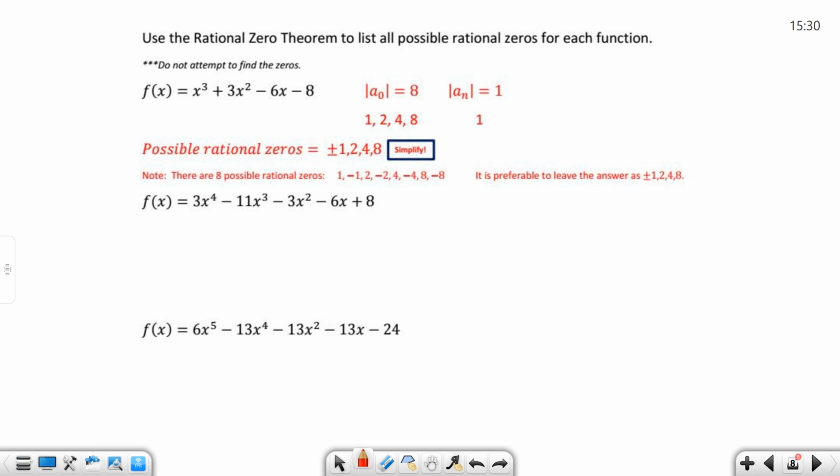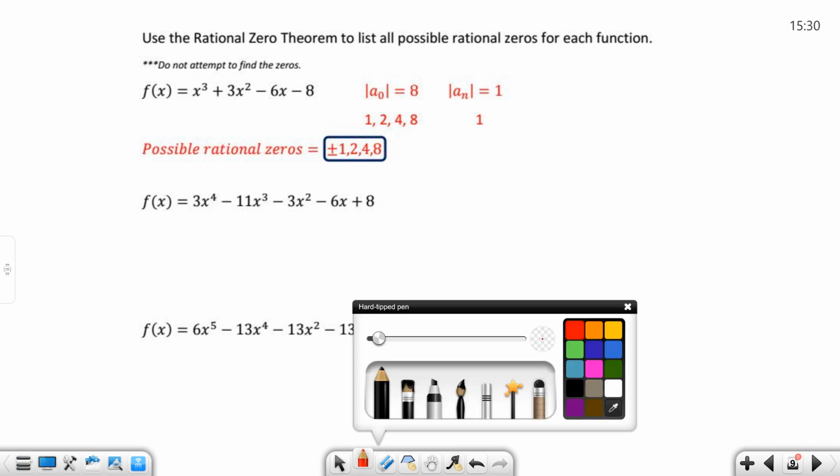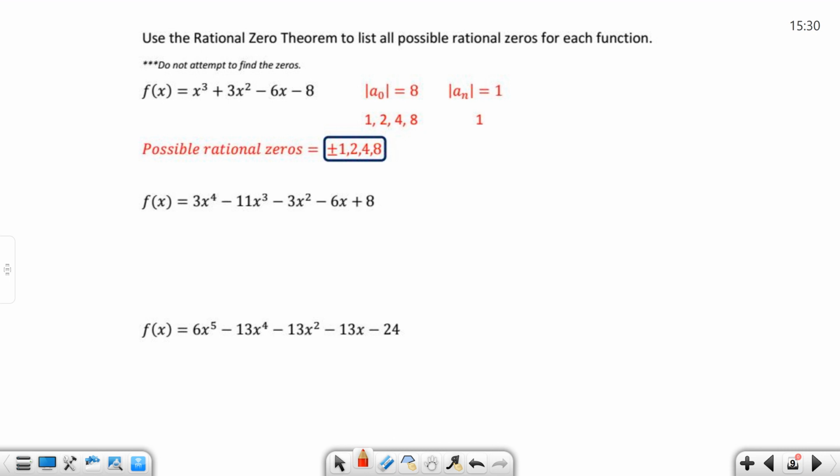So, you know, it doesn't work good with 3 into 8, but anyway, it's preferable also to leave the answer as plus or minus 1, 2, 4, and 8 and not list all 8 of them out. So you can simply list it this way, and then I have the answer boxed here. Okay? I'm one of those teachers. I like my answers boxed. I also give you a box to put them in. All right, so let's look at the next one.